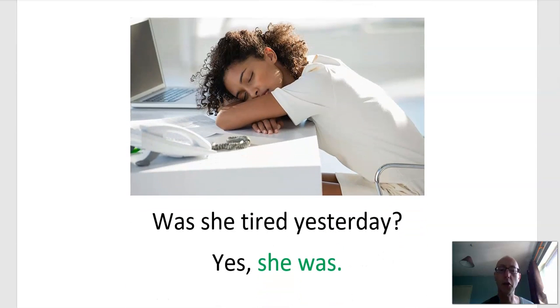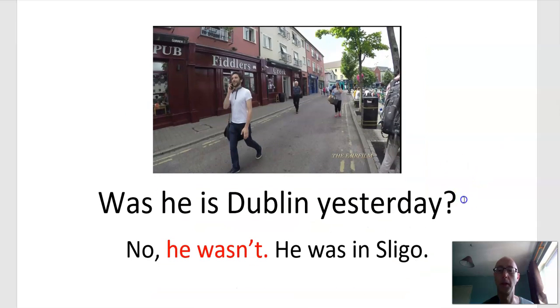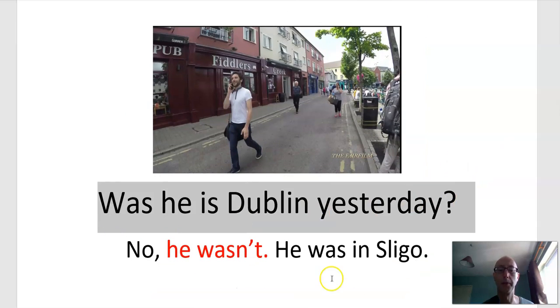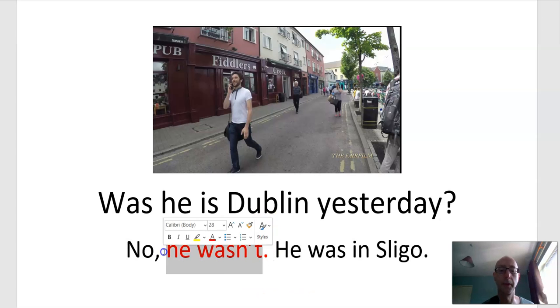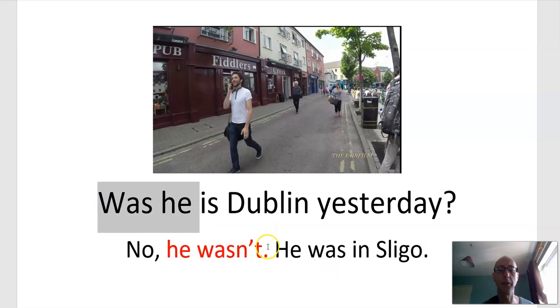But let's look at a question. Was she tired yesterday? Yes, she was. So this is the question: was she tired? Yes, she was, is the answer. Was he in Dublin yesterday? No, he wasn't. He was in Sligo. So the negative: he wasn't. The question, was he? The negative, he wasn't.